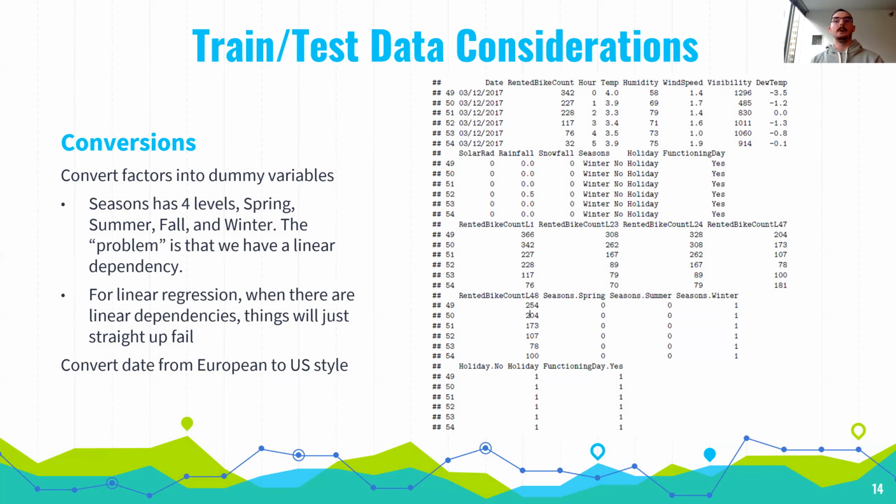So we also had to convert the date from European to US styles. We ran into some issues there as well. And on the right-hand side, you can see what that conversion looks like. After removing the linear dependency, this is kind of what the data looks like.